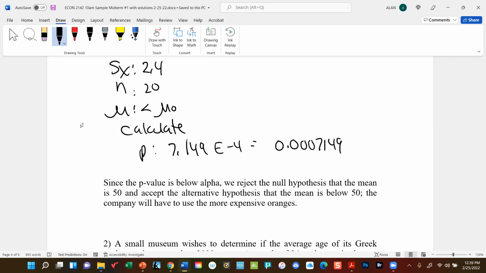And by the way, I'll just quickly remind you that this means 7.149 times 10 to the minus 4th, and that equals this number. It's tiny. It won't go into scientific notation unless it's really, really small. That by itself is enough reason to reject the null. Okay, but you should write it down.